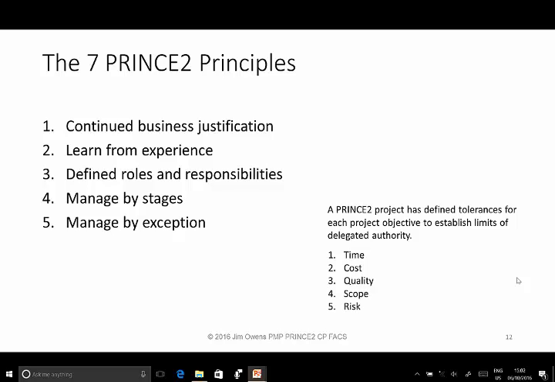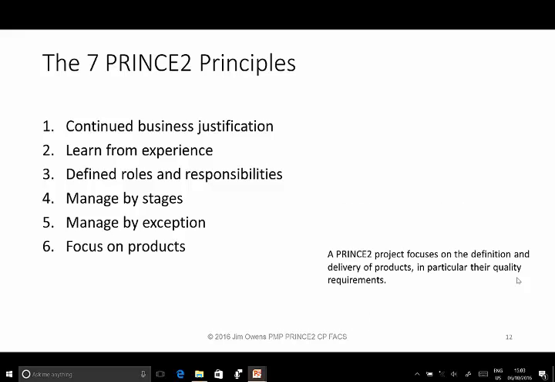For example, senior management may set the budget for a stage at -10% and +20%, and so they do not need to be notified unless the budget spent during the stage is going to be less than $90,000 or greater than $120,000.